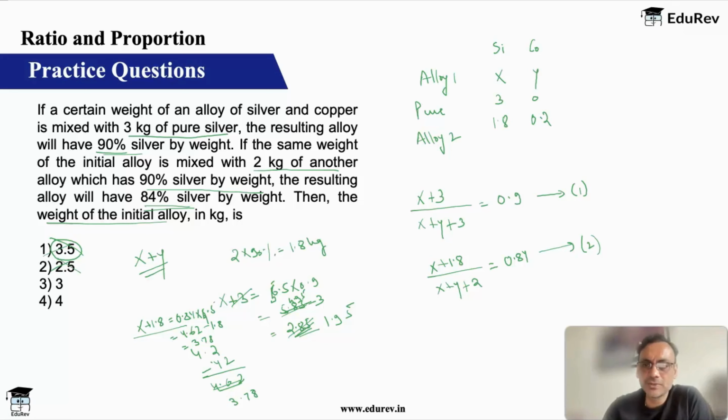Let's put x plus y is equal to 3. If I put 3 here, then you get x plus 3 is equal to 3 plus 3, 6. 6 into 0.9, which is 5.4. 5.4 minus 3, you get 2.4. So I get 2.4. And here, x plus 1.8 is equal to 0.84 into 3 plus 2, 5. 0.84 into 5, which is simply 4.2. So x plus 1.8 is equal to 4.2, so x is equal to 4.2 minus 1.8, which is 2.4. So you can see that you have got the same value, hence the answer is going to be choice 3.